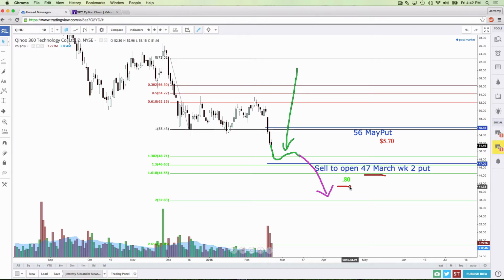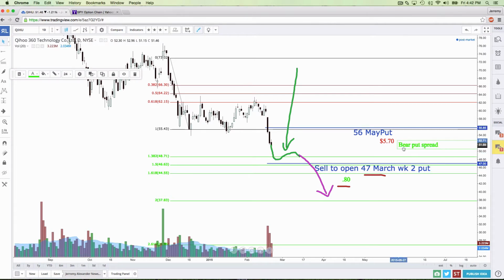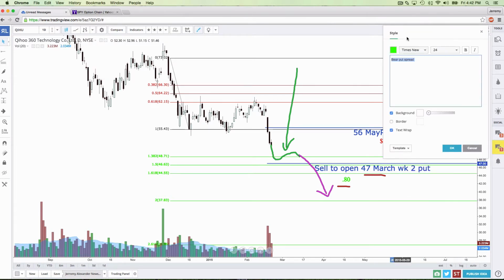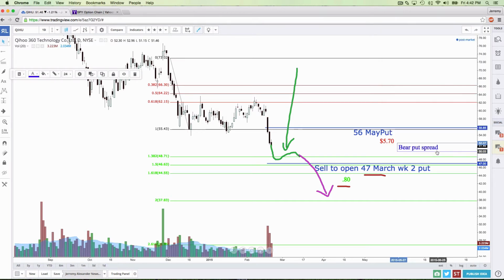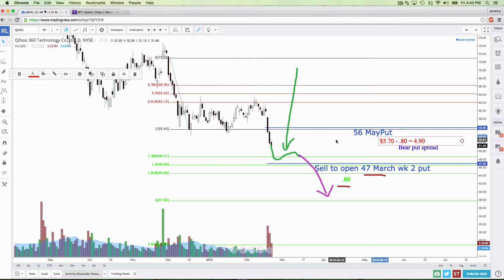It's called a bear put spread. It's a debit spread. The reason it's a debit spread is because he still had to spend money on this trade. How much money did he have to spend? Well, initially he spent $5.70. If he made the entire 80 cents, he would subtract that 80 cents from his initial purchase and have a cost basis of his original put of $4.90. That's his new cost basis, $4.90. I hope I did that math right. I did it in my head. I'm pretty sure I did.